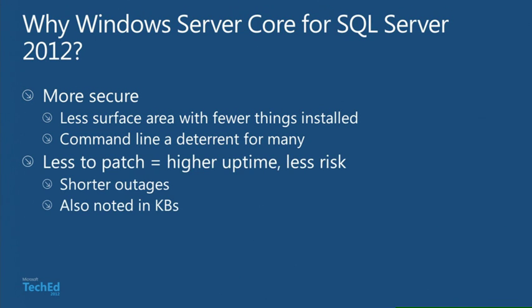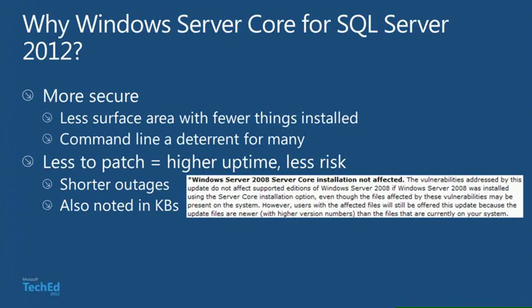Since you have a smaller surface area, you have less to patch. I have some empirical evidence from a friend of mine who did some tests. We'll talk about that later, but there is less to patch in a core operating system. Your downtimes are less because there's less to do. You will often see this in Windows Update, saying that an update doesn't necessarily affect this version of Windows when you're running core.